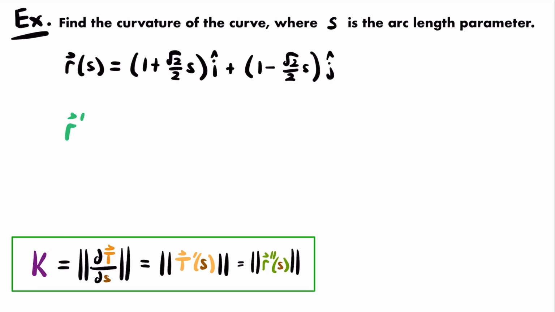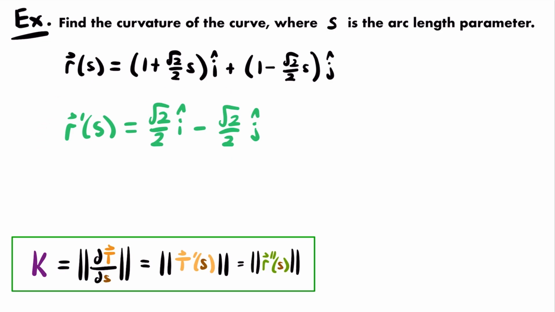Let's start with the first derivative, r prime of s. We want to take the derivative of each of these components individually with respect to s. And so starting with the x component, the derivative of 1 is 0, and then we just have s to the first power, so the derivative will just be its coefficient. So we have the square root of 2 divided by 2 times i, plus the derivative of the y component, which once again, the derivative of 1 is 0, and then the derivative of s to the first power will just be its coefficient, which is the negative square root of 2 divided by 2. So really, instead of plus, we will have minus the square root of 2 divided by 2 times j. All right, so that's the first derivative of our vector function.